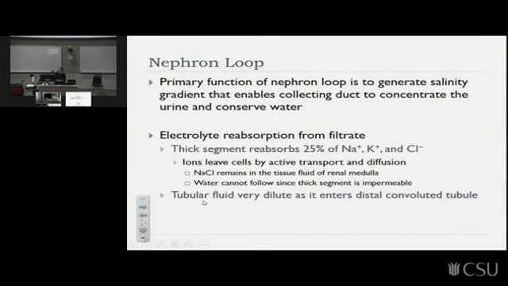So electrolyte reabsorption from filtrate. The thick segment of the nephron loop reabsorbs 25% of the sodium, potassium and chloride, and these ions then leave the cell by active transport and diffusion.